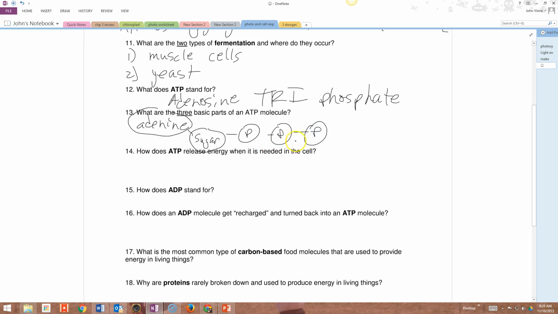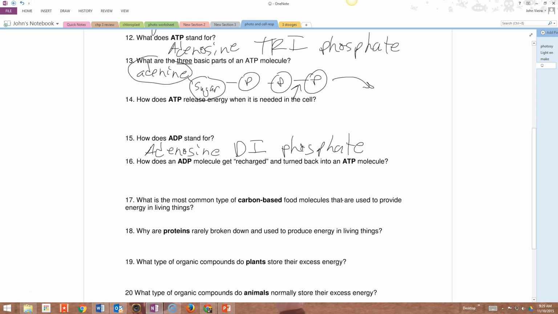How does ATP release its energy? Right there, when we break off a phosphate. It releases the energy when the phosphate takes off and it turns back into adenosine diphosphate. How does an ATP molecule get recharged and turn back into an ATP molecule? We add the phosphate back on.